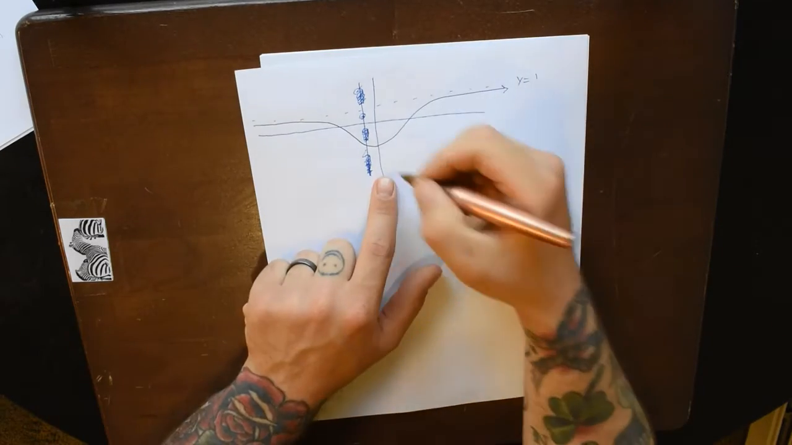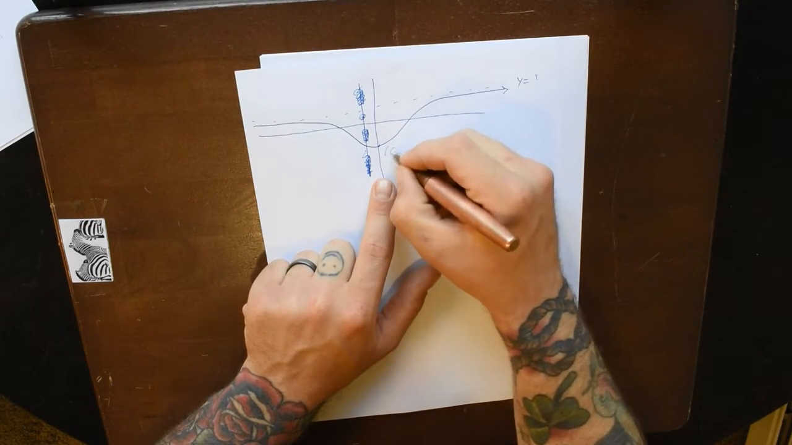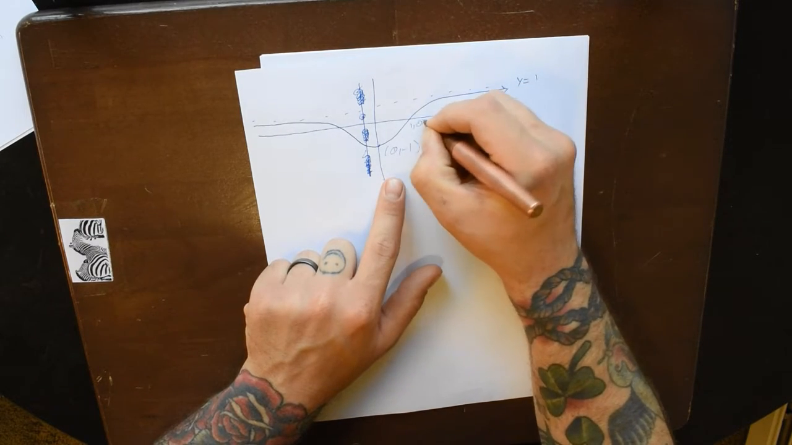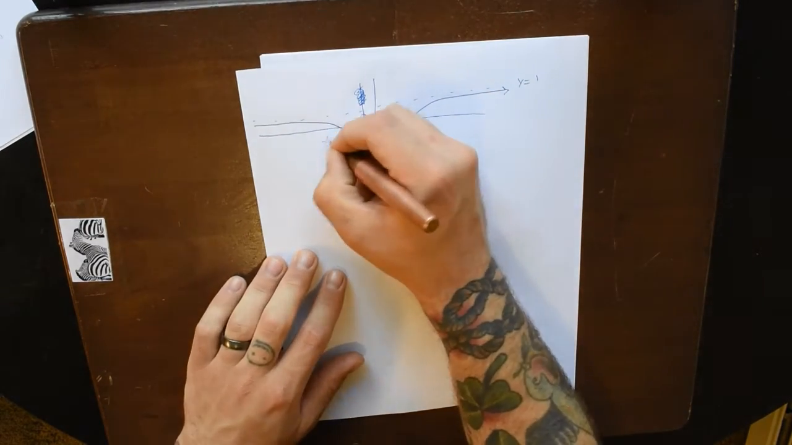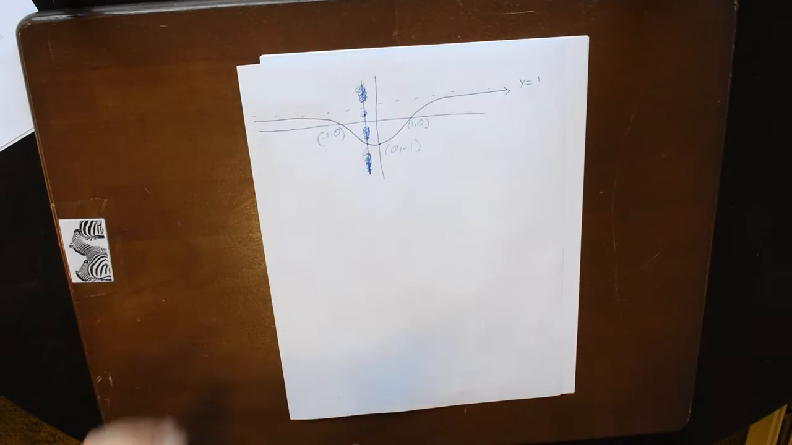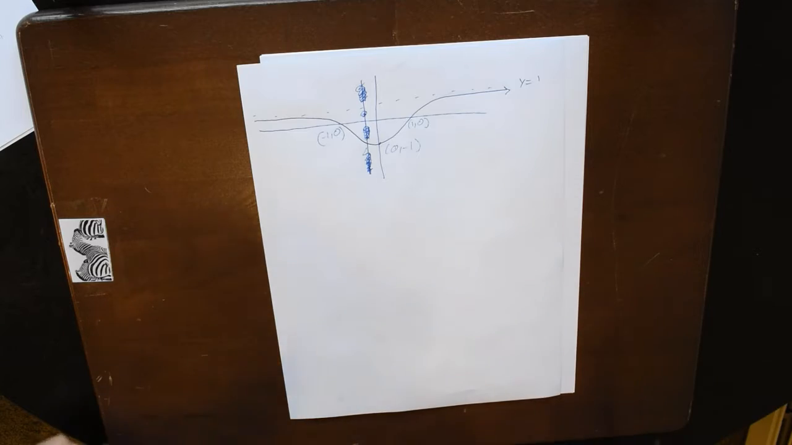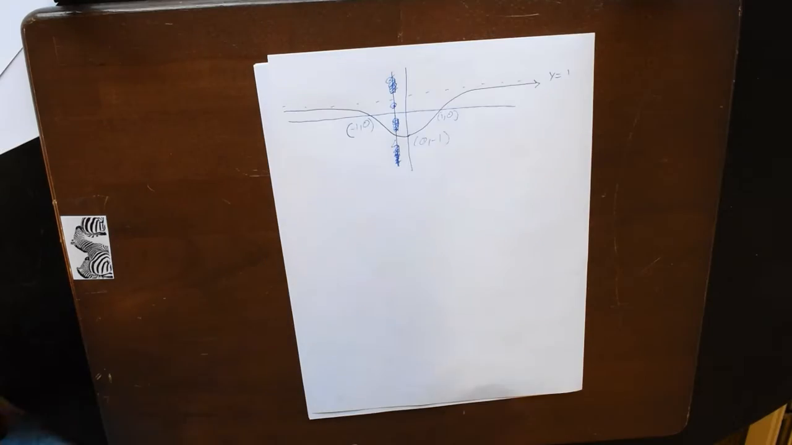There we go. And we're going to cross at the point (0, -1), and at the points (1, 0) and (-1, 0). My pen's dying, so before I keep going, let me go get some more ink in my pen.